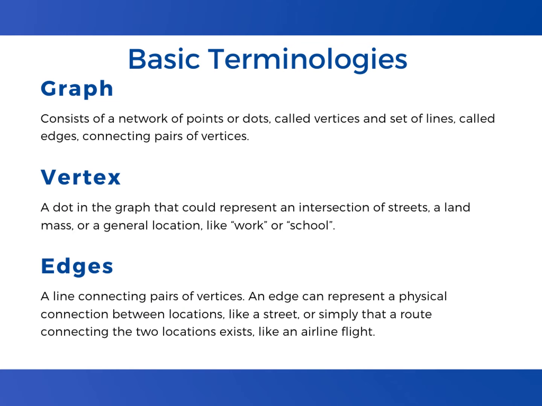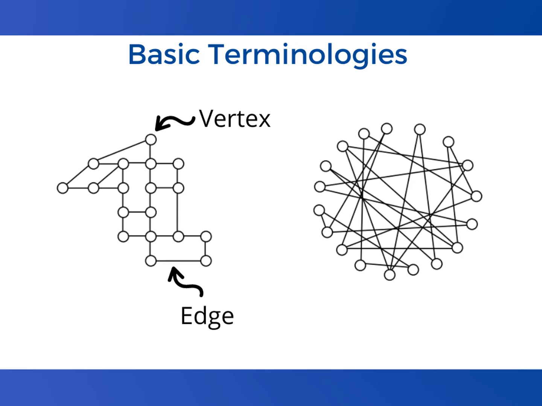Basic terminologies used in graph theory. Graph, as stated earlier, consists of a network of points connected by a set of lines. Next, vertex, which is the dot in the graph. It can represent different things such as intersection of streets, landmass, or a general location like someone's home, school, or work. Edges are the lines that connect pairs of vertices. They can represent streets or routes connecting two locations. An example of a graph.